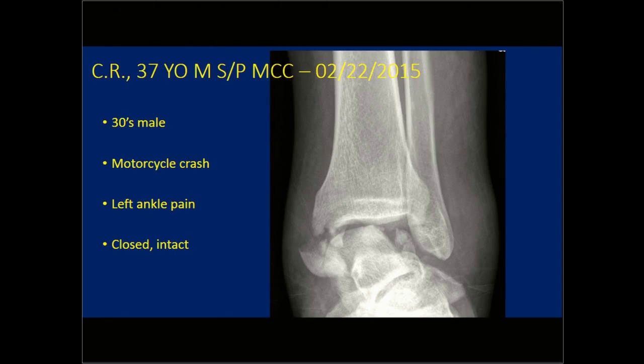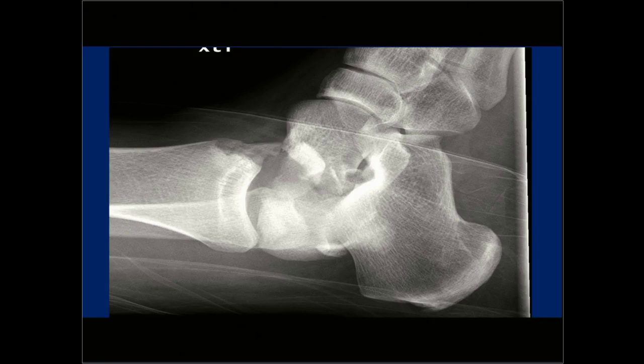This is just a case example. This patient, motorcycle crash, had left ankle pain. It was a closed injury. You can see a lot of things going on here in the ankle. And this lateral is probably the more important one.